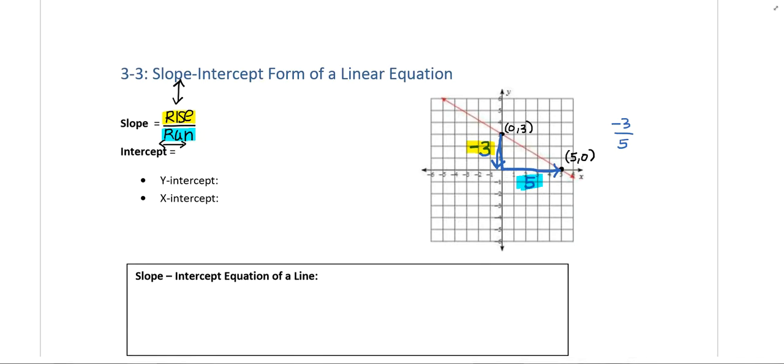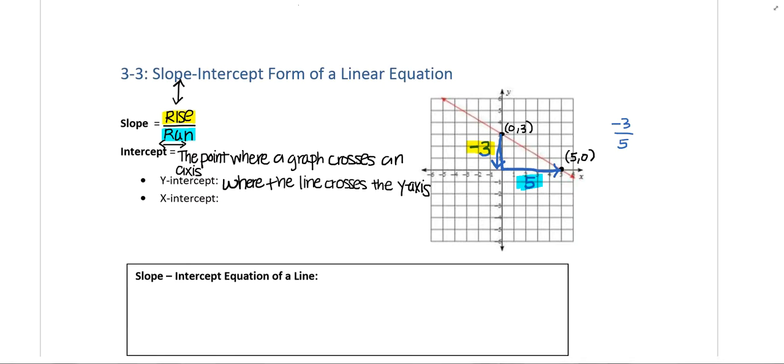Alright, the next two things you have to know are what intercepts are. There are 2 types of intercepts. The first type is the y-intercept, and the second type is an x-intercept. So let's first define what an intercept is. In general, an intercept is the point where a graph crosses an axis, either the x-axis or the y-axis. In the case of a y-intercept, it's where the graph crosses the y-axis. And we have a special name for this point when we're talking about lines: we use the letter b to represent the y-intercept.